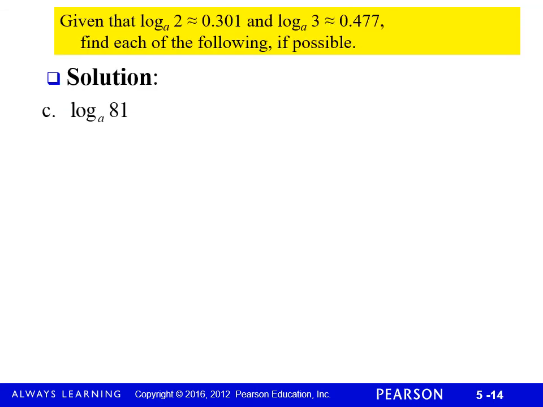Let's look at C now. C is the log of 81. Now how can I rewrite 81 in terms of 2's and 3's? Well, 81 is actually 3 to the power of 4.